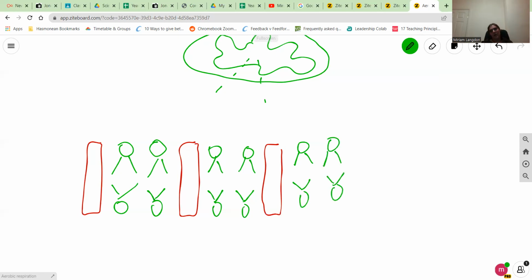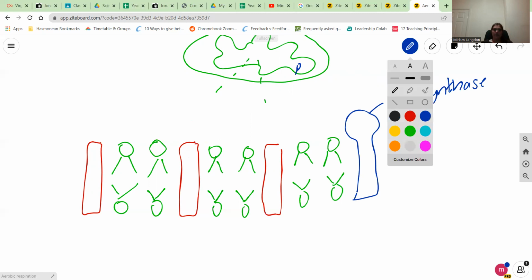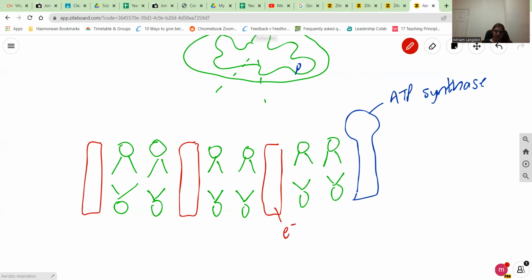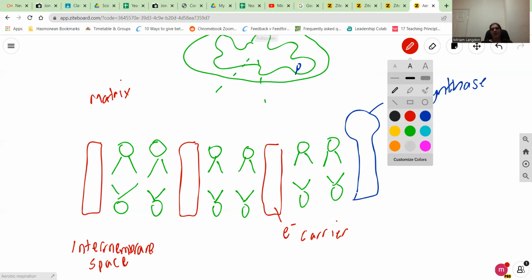And then the last molecule in this chain, we'll make it a different color, is this molecule over here, which is called ATP synthase. And that's what made our stalked particles that sort of stuck out like lollipops. So if we put where we are, this is obviously the matrix over here, and down here is the intermembrane space.